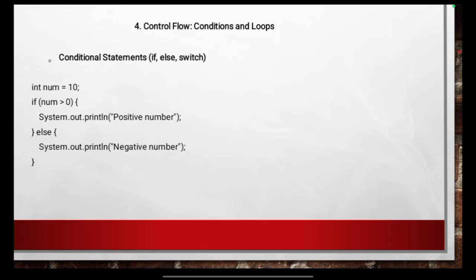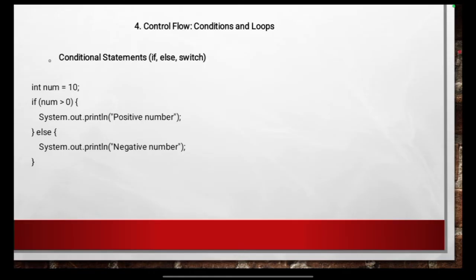int num = 10. This line declares a variable named num of type int and assigns it the value 10. This means num now holds the value 10 in memory. If num is greater than 0, this is an if statement. If checks whether the condition inside the parentheses is true. Here it checks if num is greater than 0. Since num is 10, the condition is true. If is a keyword that runs a block of code only if the condition is true.